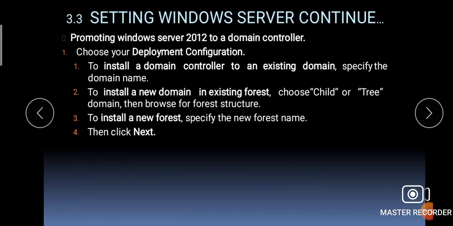Next, promoting Windows Server 2012 to a domain controller. This is our continued topic for setting up Windows Server. So the second step is promoting Windows Server 2012 to a domain controller. First of all, choose your deployment configuration. Then to install a domain controller in an existing domain, specify the domain name. Then to install a new domain in an existing forest, choose child or tree domain, then browse for the forest structure. Then to install a new forest, specify the new forest name and then click Next.